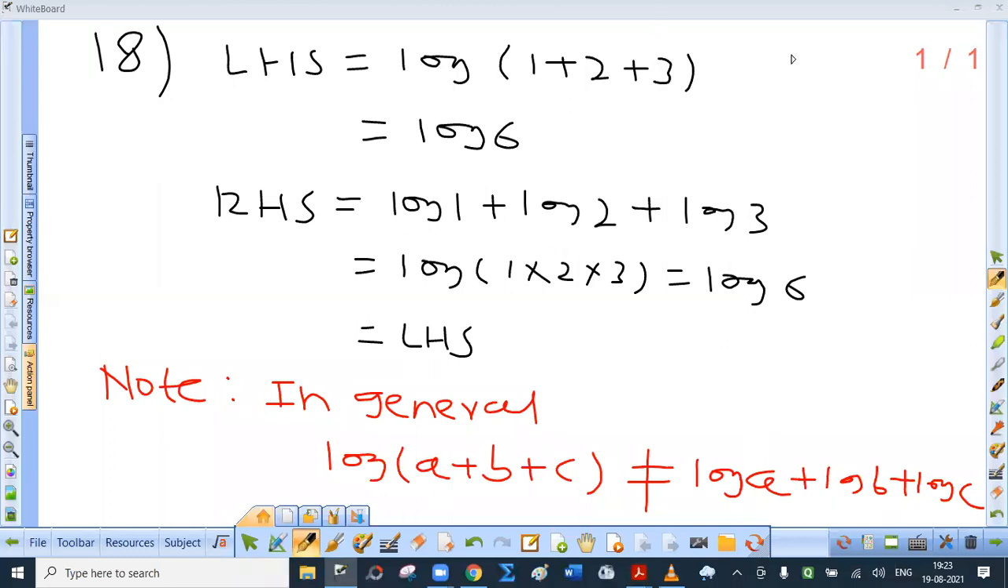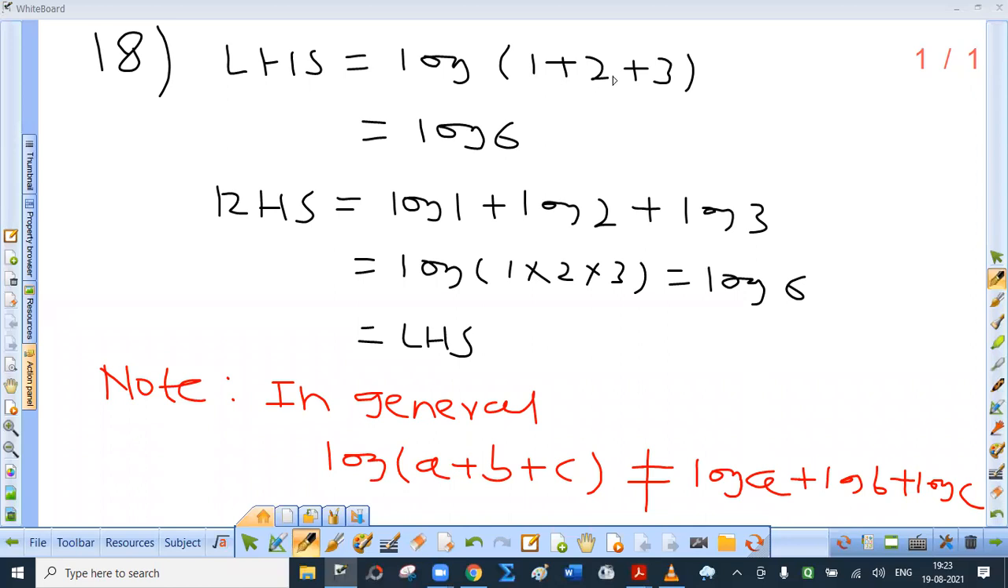18th, for any base show that log of (1 plus 2 plus 3) is log 1 plus log 2 plus log 3. I hope you won't think on these lines that open the bracket. No. See, this is possible only because you will observe that this is the triplet for which sum equal to product. Means what? What is 1 plus 2 plus 3? 6. What is 1 into 2 into 3? 6 only. That is why it is possible.